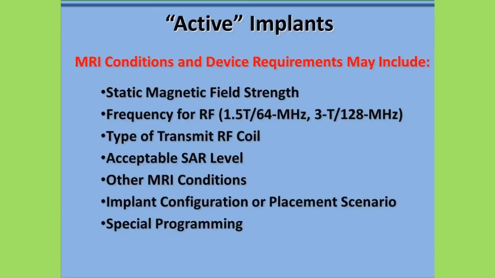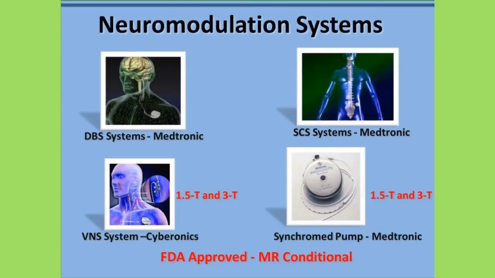For example, you'll need to follow instructions with regard to the acceptable static magnetic field strength, the type of transmit RF coil that must be used, the SAR level or RF power deposition that must not be exceeded during the exam, and possibly other MRI-specific conditions. In addition, a particular implant configuration or placement scenario or special programming instructions for the device may be required.